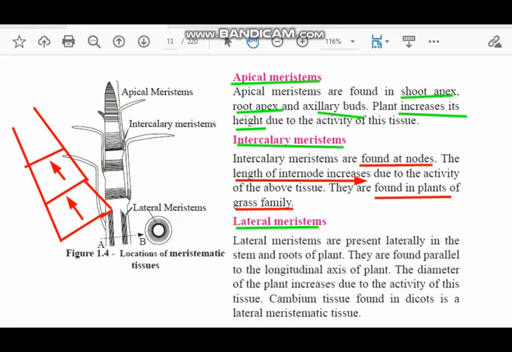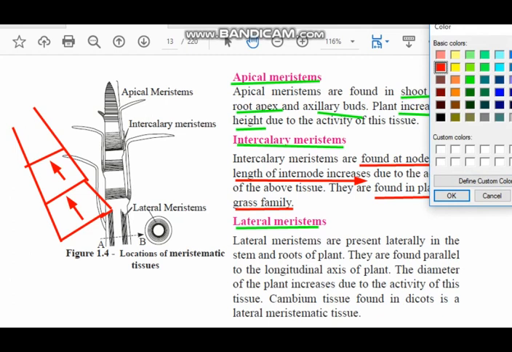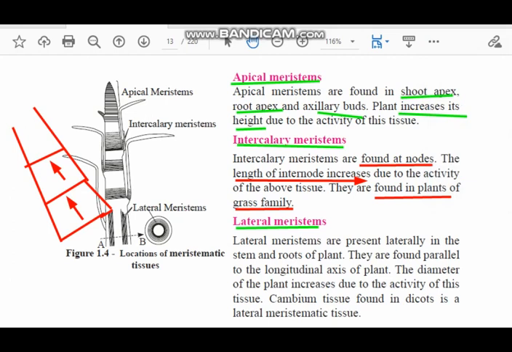Next we are coming to lateral meristem. Lateral meristems are found laterally in the stems and roots of the plant. Here you can see they are present laterally, parallel to the side of the plant. So the diameter of the plant is increasing due to the activity of this tissue. Cambium tissue is an example of lateral meristem, and it is found in dicot plants. So these are the three types of meristems we should remember.